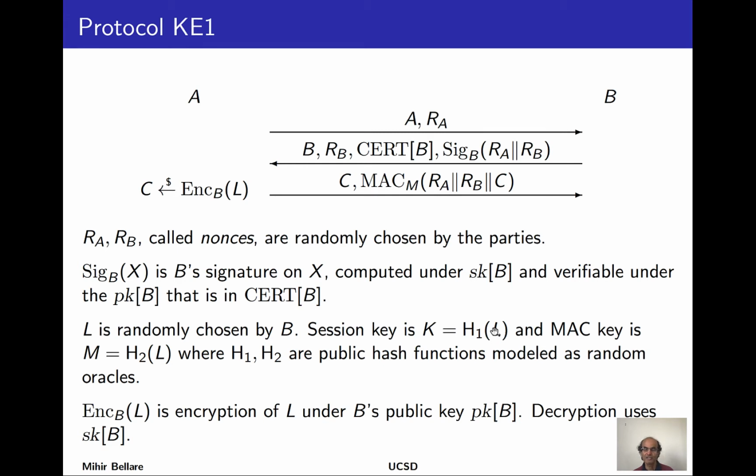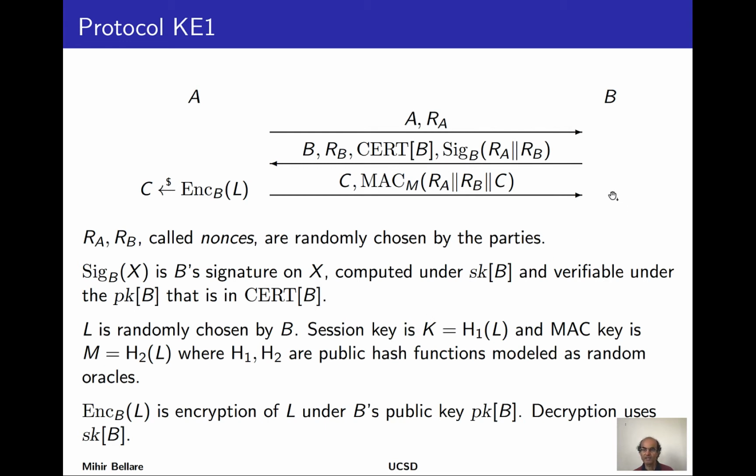Okay. So again, in summary, nonces to ensure freshness. The server authenticates itself through its certificate and a signature. The client picks the session key through a random choice of L, which it sends over encrypted. The client authenticates the ciphertext and ties it to the nonces for freshness through a MAC. The key that the protocol produces, the session key, is a hash of L, and the MAC key is another hash of L. Many steps omitted.